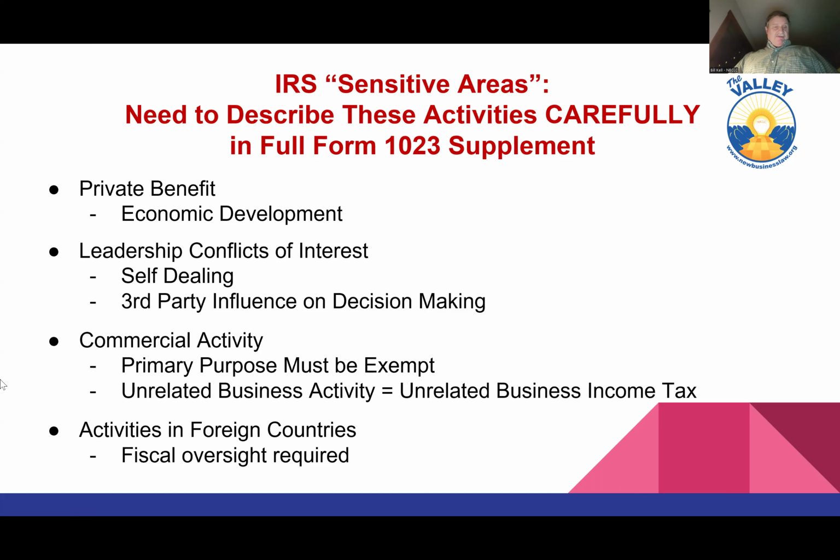You could do some commercial activity, but the primary purpose must be exempt. What am I talking about? Let's say Planned Parenthood is a nonprofit. Yeah, they do commercial activities by selling condoms and birth control because it's part of their mission. If they're also selling on the side candy bars or stuff, no, they shouldn't be doing that sort of stuff. In fact, they'll pay unrelated business tax on the candy bars or anything else they're selling. Okay, t-shirts, things like that. And we can help you describe these activities carefully so that the IRS will likely approve them.